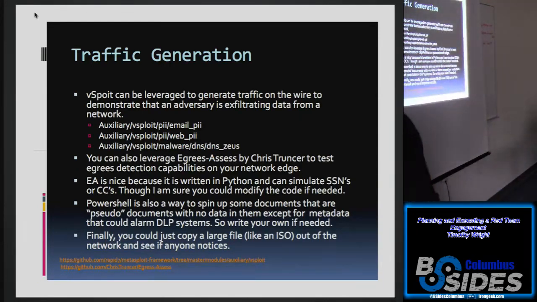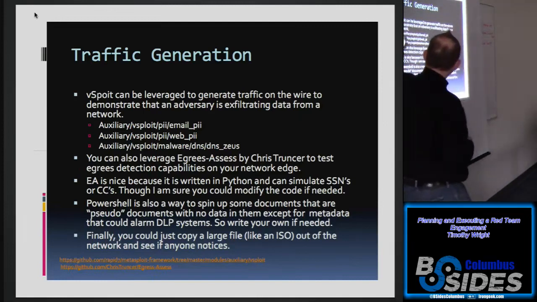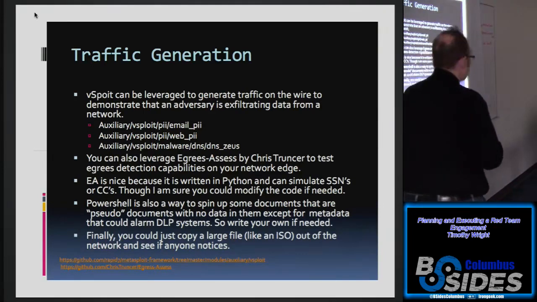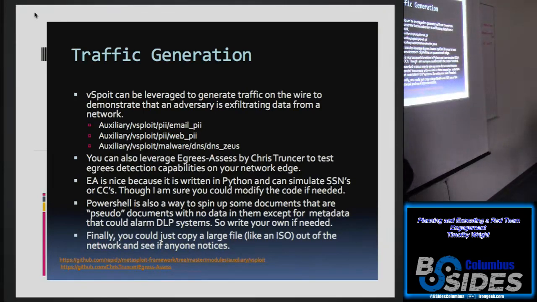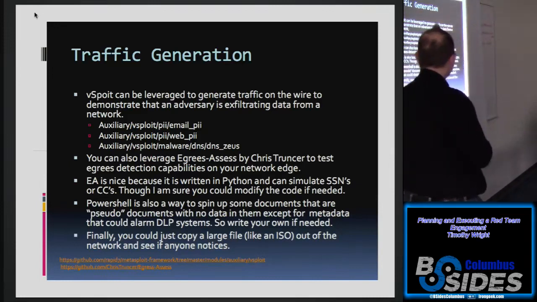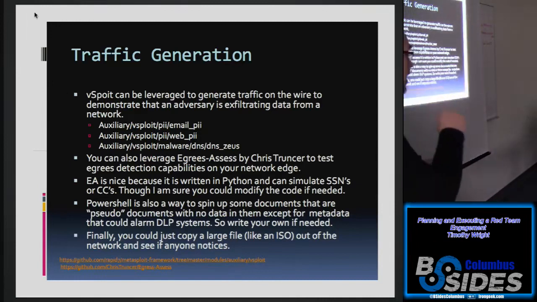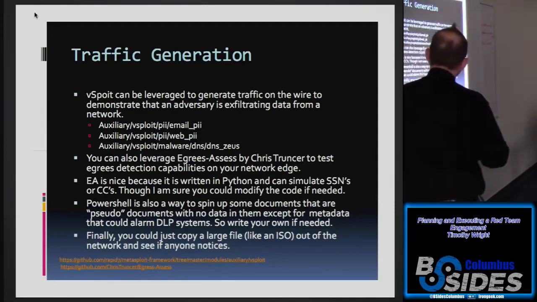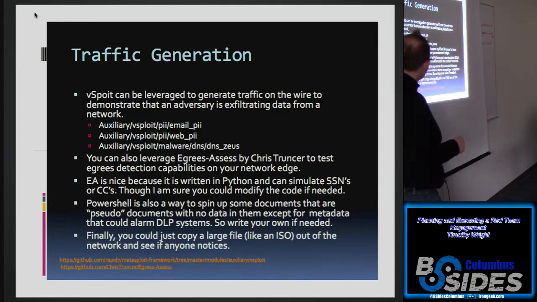So we have things like a couple of auxiliary modules called PII, email PII, and web PII. Those can simulate PII data leaving either through email or through web traffic, using Metasploit to do that. Now, Chris Truncer wrote a tool called Egress Assess. It's written in Python, and you can run this tool to simulate SSNs or credit card numbers actually leaving your infrastructure, right? That's a good way of getting some traffic moving during a simulation as well.